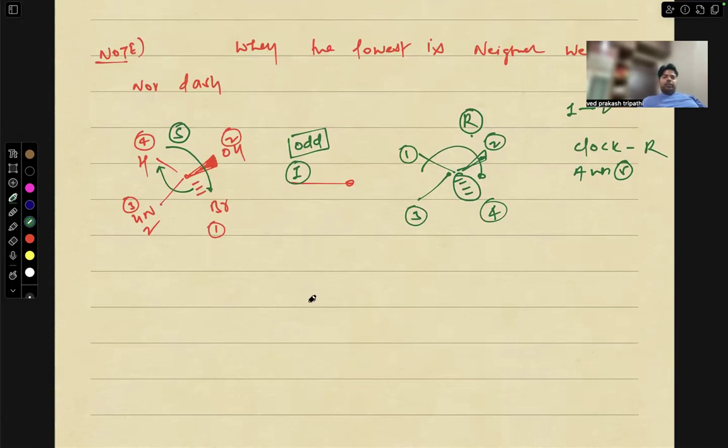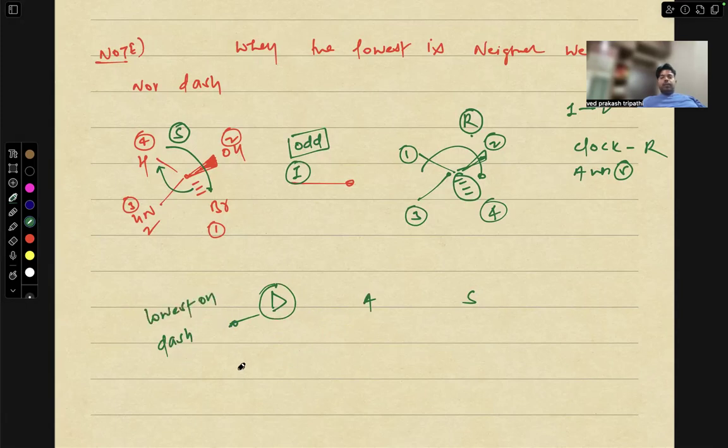Now the next is how we can memorize this trick. So look at the rule. DAS. This is the best way to memorize the R and S in wedge dash projection. So D stands for dash. Dash means when the lowest is on dash. A stands for anti-clock.